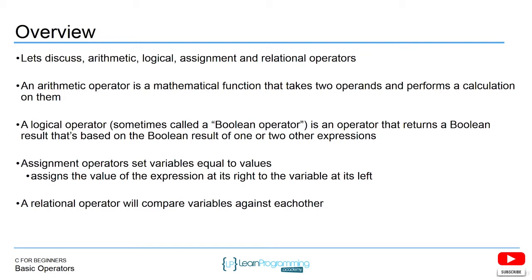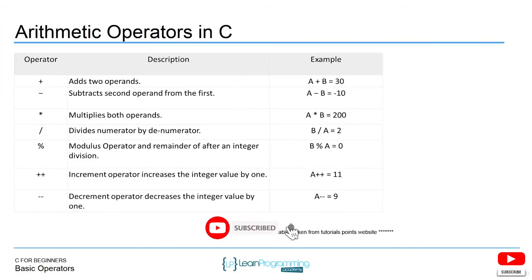But let's go over each one of them because there are many different operators. C supports a super rich set. The first ones are the arithmetic operators in C. These are the mathematical functions. Here's a little table that I found online from the tutorialspoint website, which is nice. It summarizes all of the arithmetic operators that are supported in C.